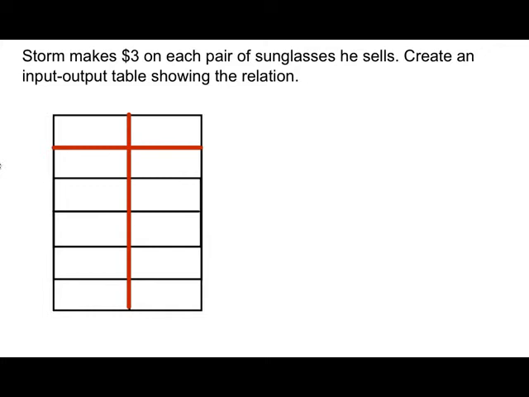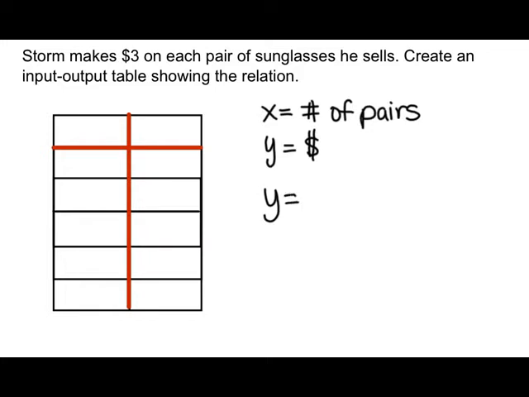I'm going to let x equal the number of pairs of glasses that Storm sells. I'm going to let y be Storm's profit. So my equation would be the amount he makes is equal to 3 times the number of pairs he sells. So 3 times x is just 3x.